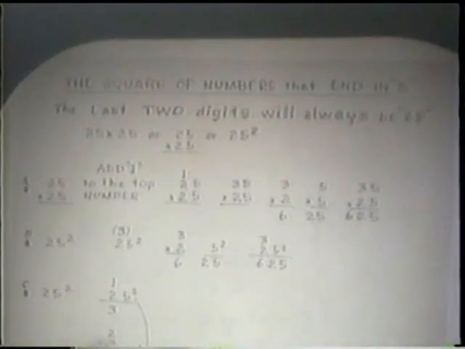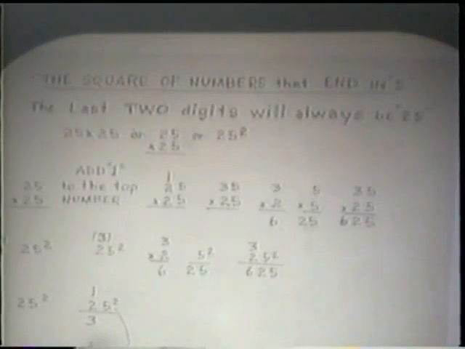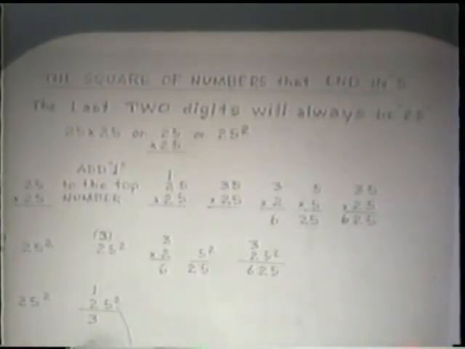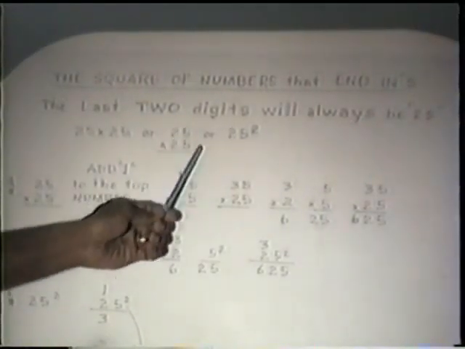Suppose I were to ask you how to square 25, or what is 25 times 25, and you would probably scratch your head and try to do it the way you were taught. But no, we got another way to do it. Let's look at it another way. We want to square numbers that end in 5. The last two digits will always be 25 when you're squaring a number that ends in 5. You can say 25 times 25, or 25 square.